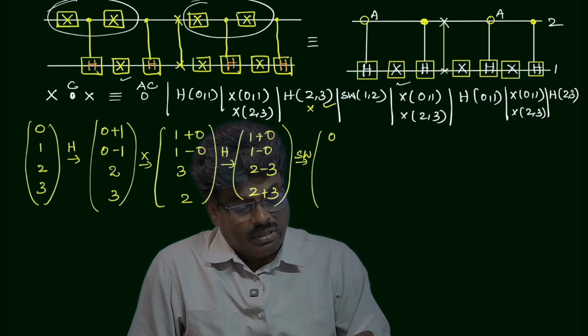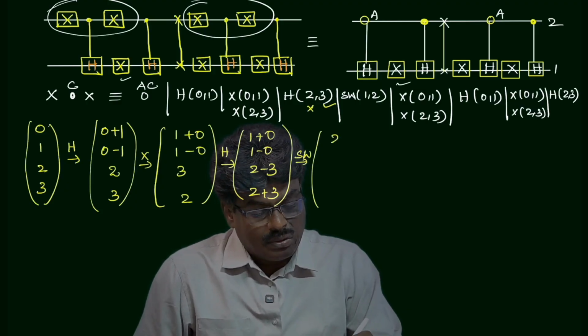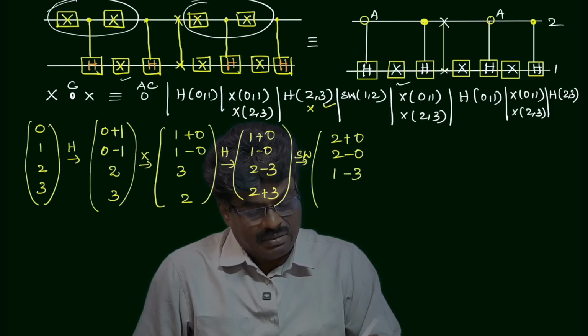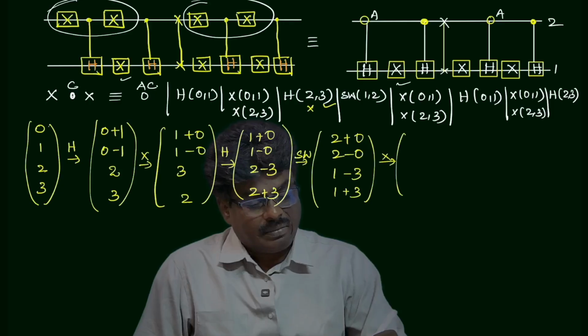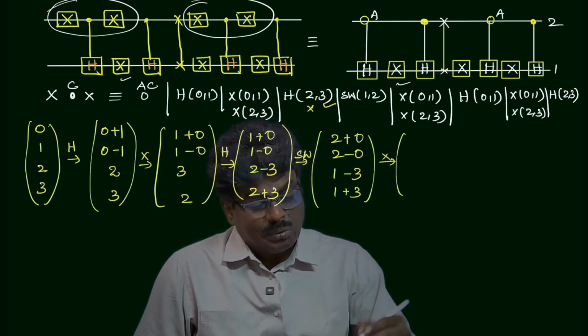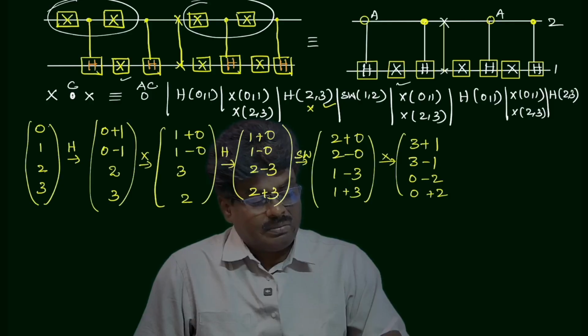So sorry, 1 and 2 swapping, that is 1 becomes 2, so 2 plus 0, 2 minus 0, 1 minus 3, 1 plus 3. Next after that X, so 2 plus 1, sorry, one more is there, please check. So 2 becomes 3, 0 becomes 1, 3 minus 1, 1 0, 3 2, 1 becomes 0, 3 becomes 2.